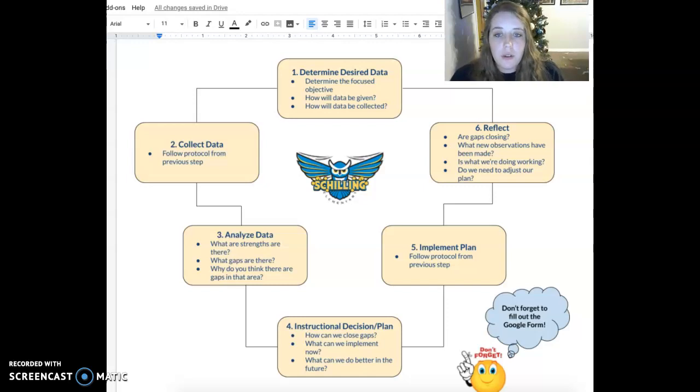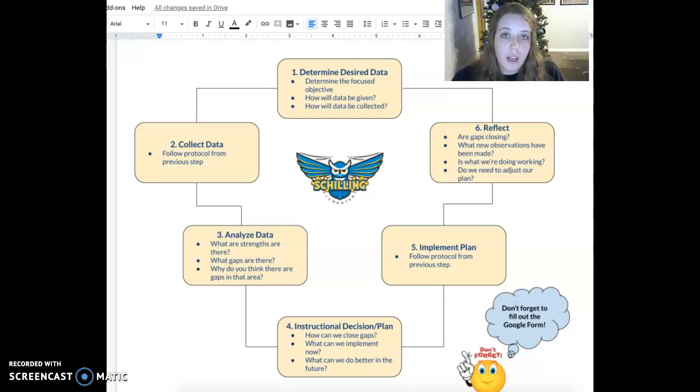So the first step that we would do is determine which data we want to focus on. Is there a certain objective or a skill set that we want to focus on, whether it's reading or math or science or social studies, whatever it may be, just trying to figure out what that skill is. So then we can figure out how we're going to give that data. So are they going to have to do an exit ticket? Are they going to have to do a writing assignment, or is it going to be part of a test? And then we can figure out how we're going to collect that data.